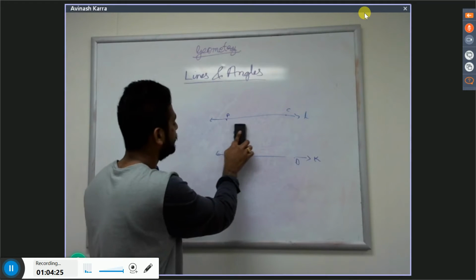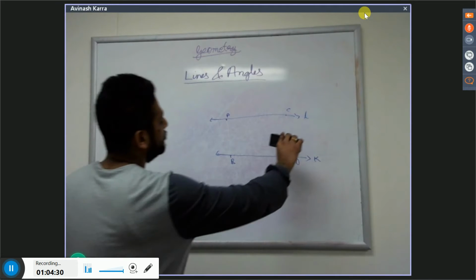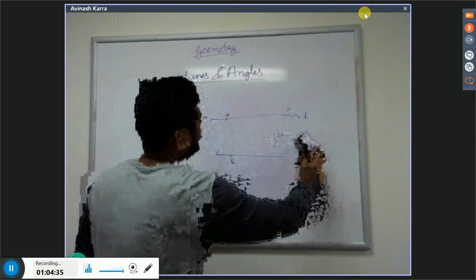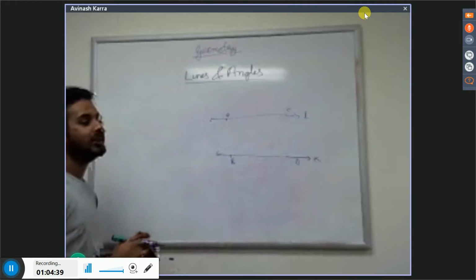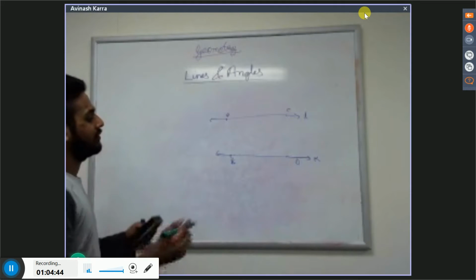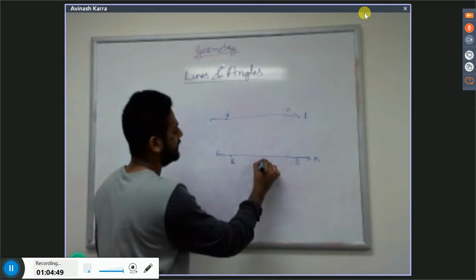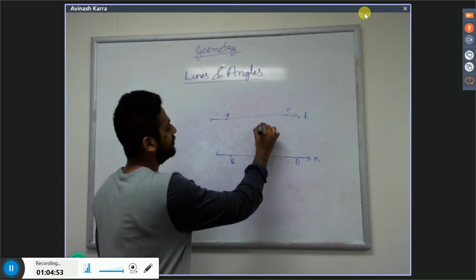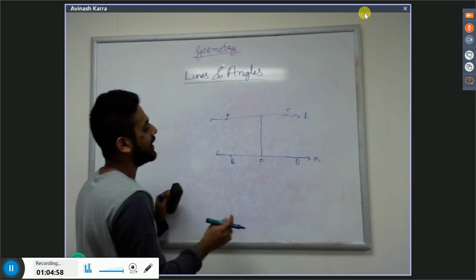What is the shortest distance between two lines? Two parallel lines. What is the shortest distance between two parallel lines? How do we find it? Take any point on a line, let it be some O, and draw a perpendicular line towards the other line. This will be the shortest distance between two parallel lines.